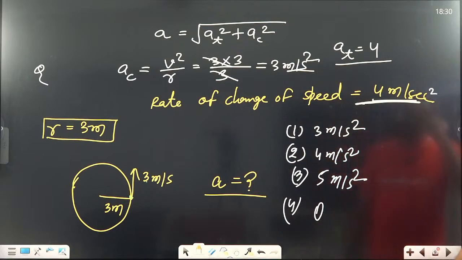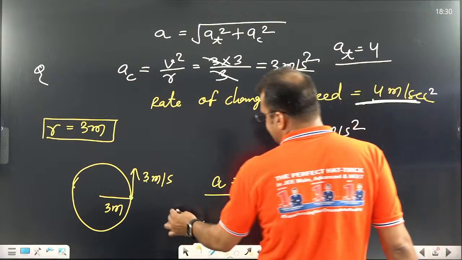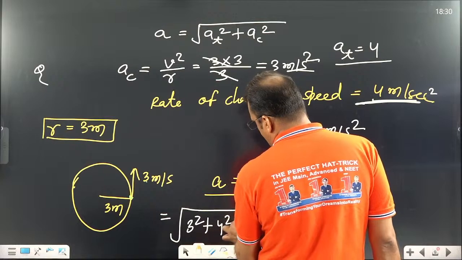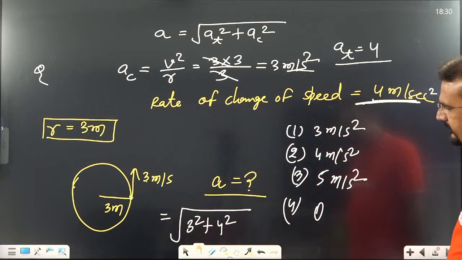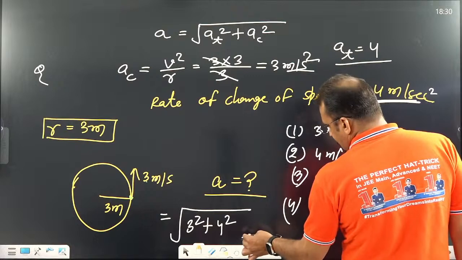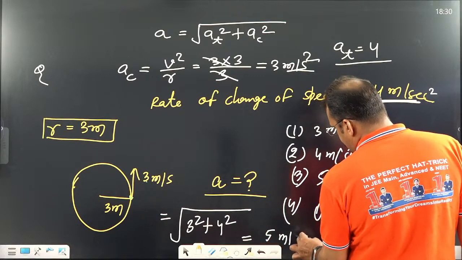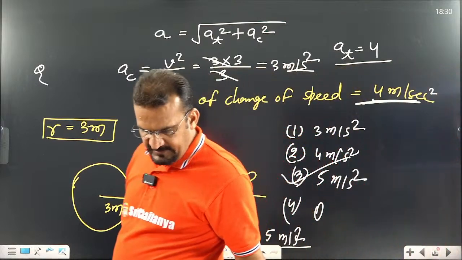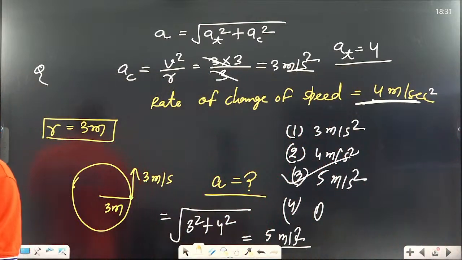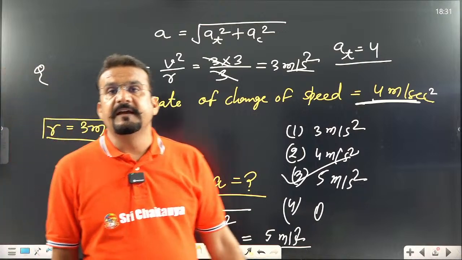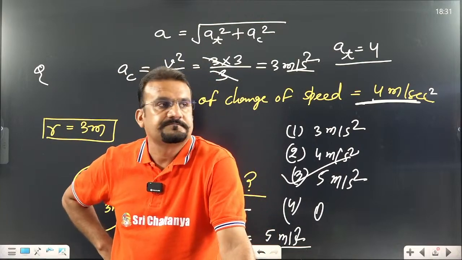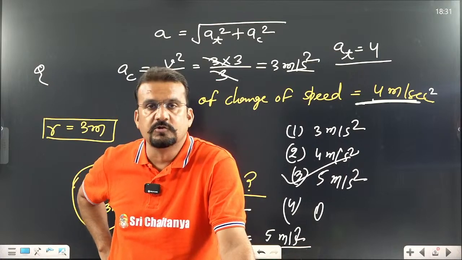So one is 3, one is 4. What is the net acceleration at that point? That is equal to root of 3 square plus 4 square, which is 9 plus 16, means root 25. This is 5 meter per second square, the right option. So be very careful while solving this type of question, dear student. This is a simple process, not difficult. Just be very attentive and very careful when solving these types of questions. I think everything is clear? Yes or no?